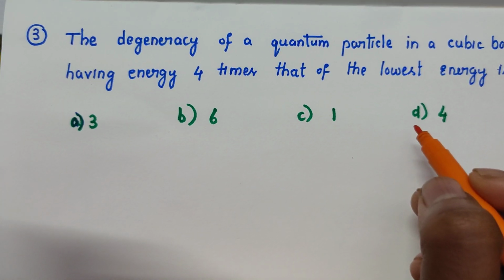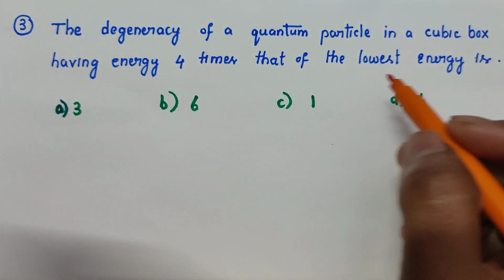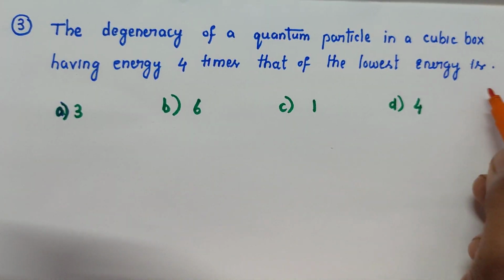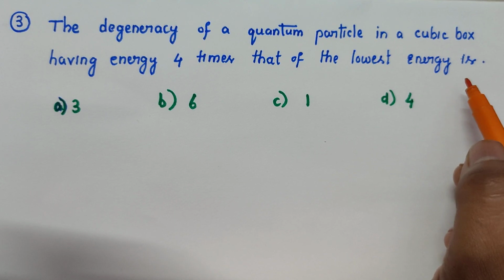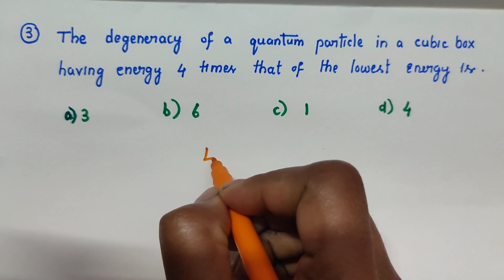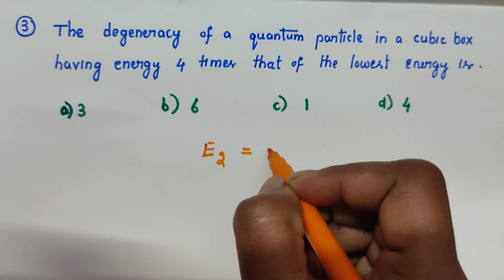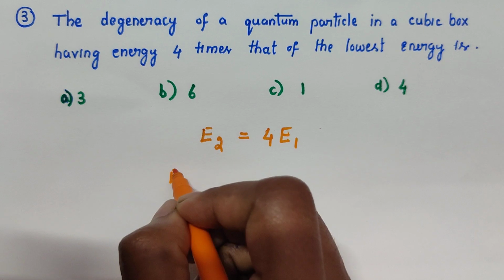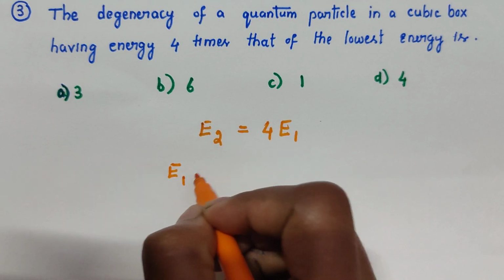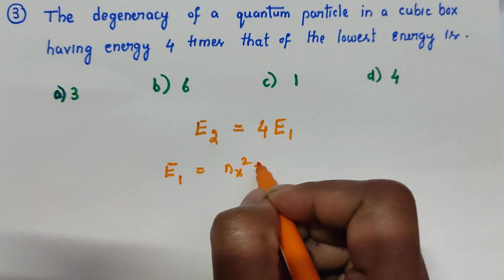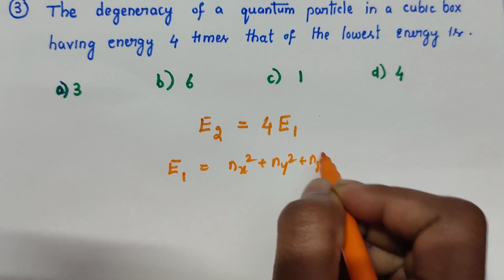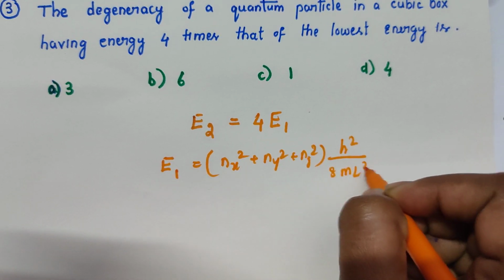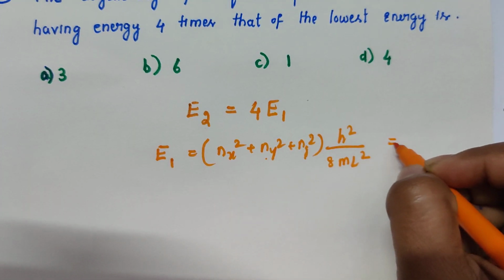Now a question regarding a particle in a 3D box: the degeneracy of a quantum particle in a cubic box having energy 4 times that of the lowest energy. The lowest energy is E1. For a particle in a 3-dimensional box, the energy is (nx square plus ny square plus nz square) h square upon 8 m l square. For the lowest energy, nx, ny, nz should each equal 1.